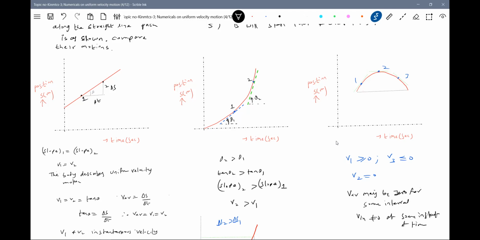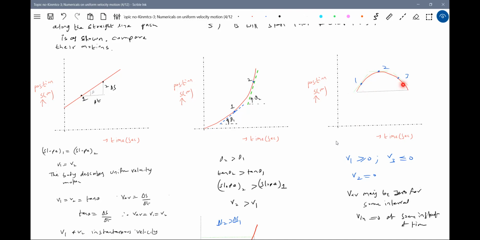In fact, at 2, the velocity is 0. At 1 and 3, it is non-zero. So if average velocity is 0, must instant velocity be 0? Not necessarily, it's not a necessary condition. Here both can be 0. And at 1, both are non-zero. For this interval, instant velocity is non-zero and average velocity is non-zero. At 2, instant velocity is 0, and for average velocity we should go for an interval.